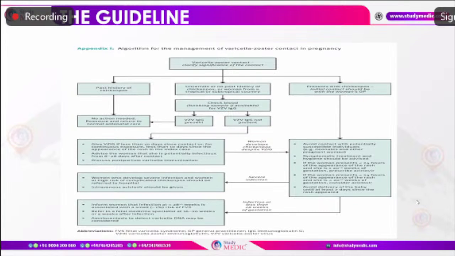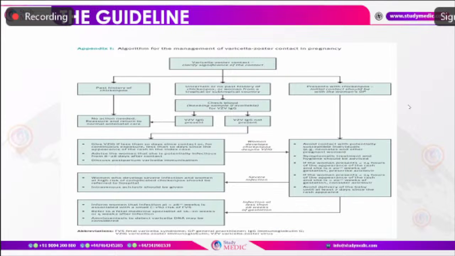Now, if the woman has received varicella immunoglobulin and she has developed severe infection and the woman is at a high risk of any complicated chickenpox, means she is under the category of severe infection. This is the time where we are going to give her intravenous acyclovir.